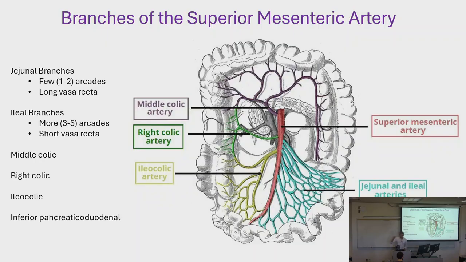Okay, so now we're talking about the superior mesenteric artery. So we talked about the inferior mesenteric, now superior mesenteric, associated with midgut. Hindgut, foregut, midgut, associated with midgut. So it's going everything from the descending duodenum all the way to the proximal 2/3 of the transverse colon. Okay, so big thing here, you have the jejunal branches, which has few arcades, long vasa recta. The ileal arcades, as you go further down, you have more arcades with the vasa recta getting shorter.